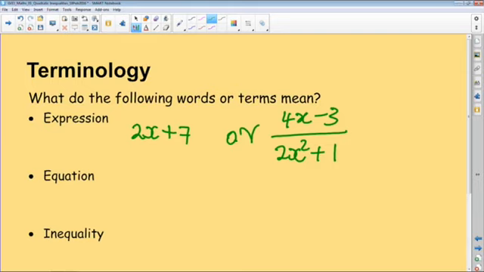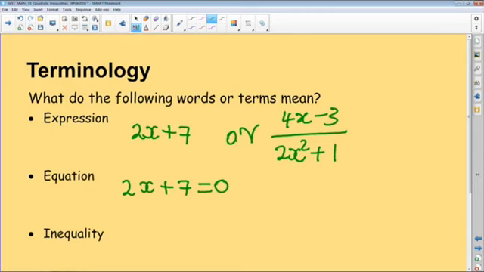We can have y equals 2x plus 7. That's just a function. That's an expression. It doesn't have an equal sign. But if I give you 2x plus 7 equals 0, this one is an equation. It is equal to 0.